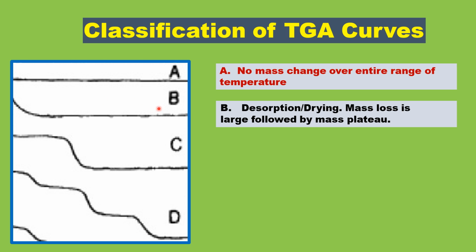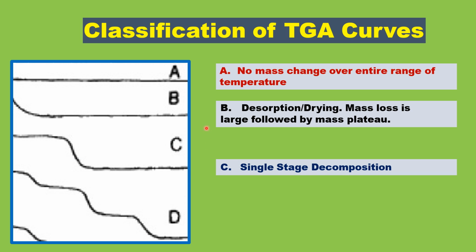Let us take the TGA curve B. This is the second type of curve. In this case, there is desorption or drying of the sample. Mass loss is largely due to desorption or water removal due to drying, followed by a plateau. There is no change in mass. So this type of curve is obtained due to drying or desorption of the gas adsorbed on the sample.